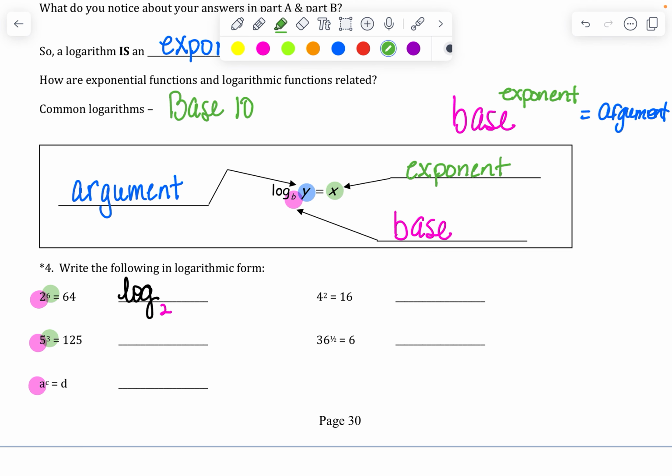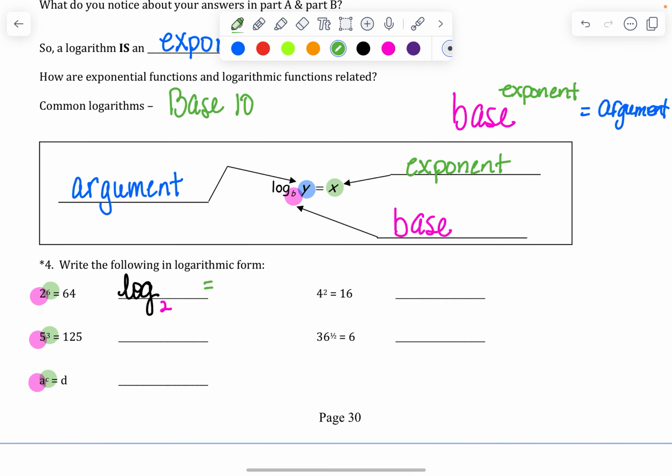So let's do these two. Your base in this case is a 4, and this one is a 36. The argument is a 16 and a 6. And then your exponent is that 2 and that 1/2. So let's go ahead and do the same thing on the top of page 2.